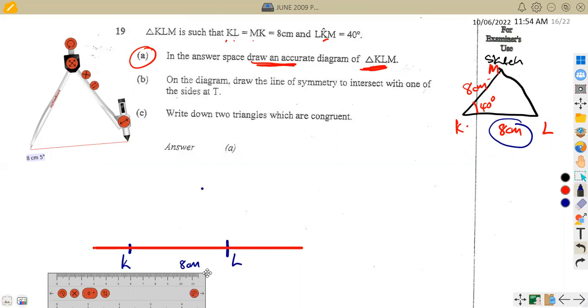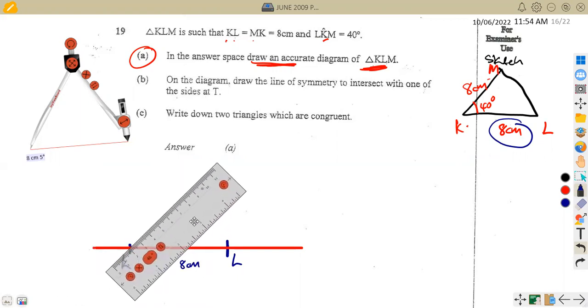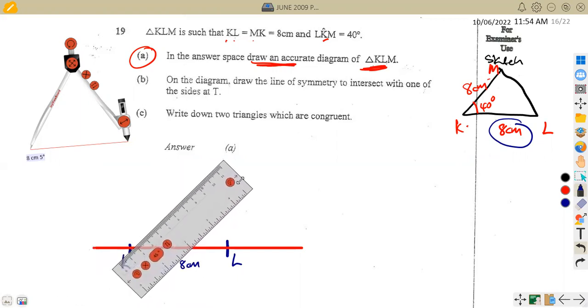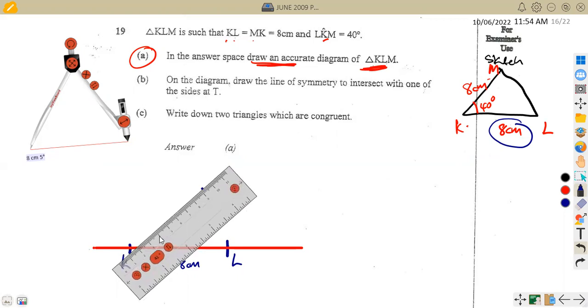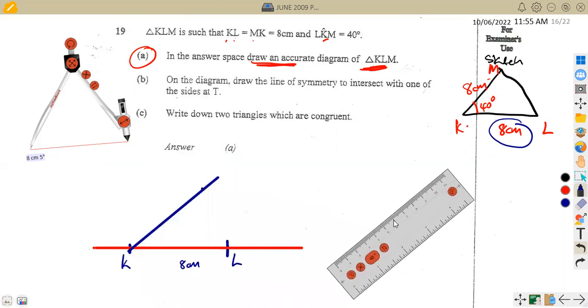So you can even join using your ruler, and it has to be 8 centimeters. Because it's a drawing, you're not constructing this time, it's just a drawing. So you just have to join to this point, just a little bit passing that point, because you do not know exactly where your 8 is. But along this line, that's where we're going to have our 8. Remember, this is still 8 centimeters.